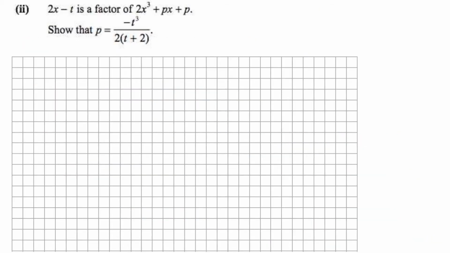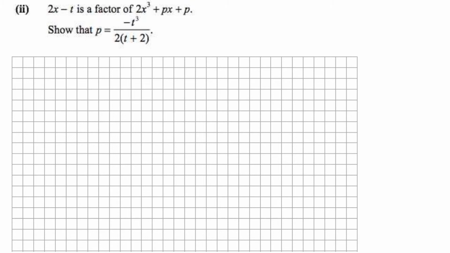So part 2 of this question: x minus t is a factor of this. Show that p is equal to minus t cubed all over 2 times t plus 2. Now, there are 2 methods to doing this, and what I would generally say when there are 2 methods, especially when the 2 methods are either using the factor, which we've been given, or the root method, is that the root method is 99% of times much easier.